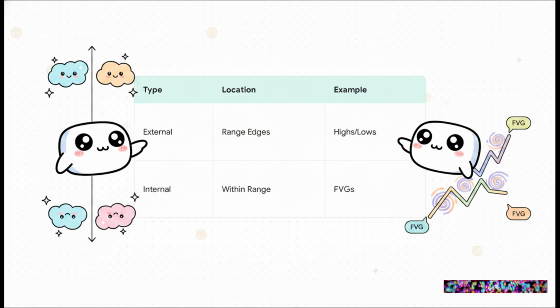On the other side, we have internal liquidity. These are the imbalances or fair value gaps, often just called FVGs, that are left behind within the range when the price moves too quickly. The market basically breathes by constantly moving back and forth between sweeping external liquidity at the edges and returning to internal liquidity to rebalance the charts.